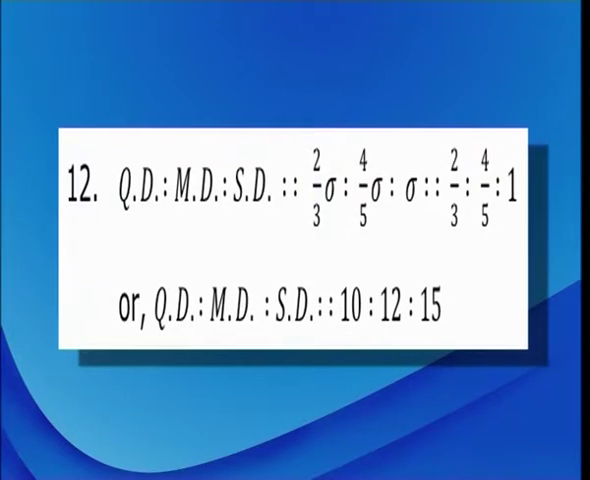QD is to MD is to SD is 2 by 3 sigma is to 4 by 5 sigma is to sigma, that is 2 by 3 is to 4 by 5 is to 1, or QD is to MD is to SD is 10 is to 12 is to 15.